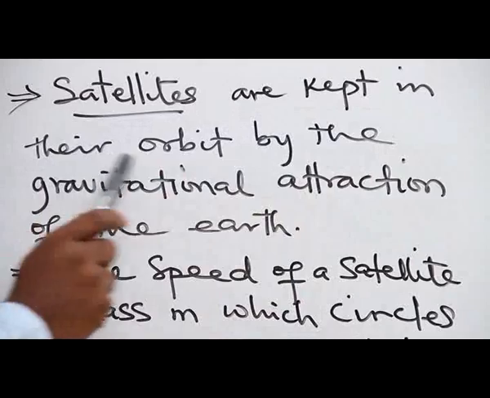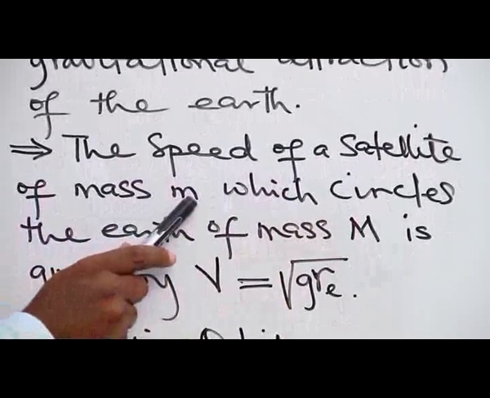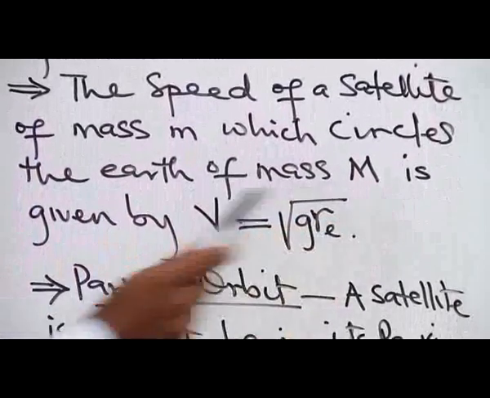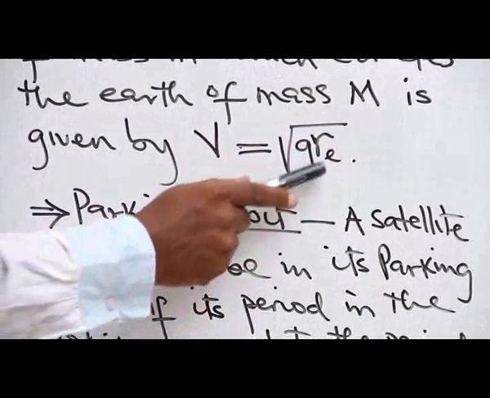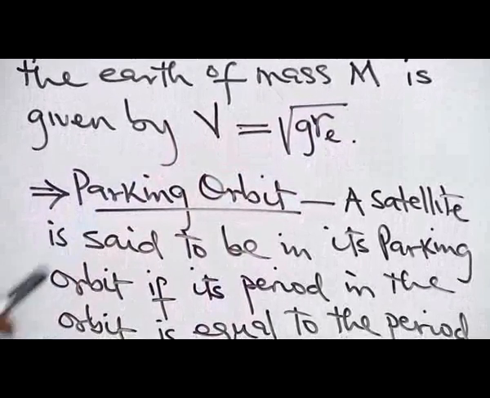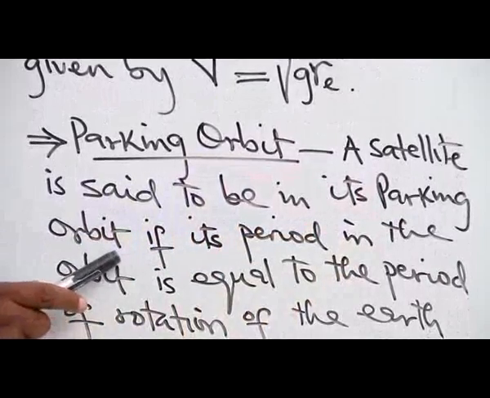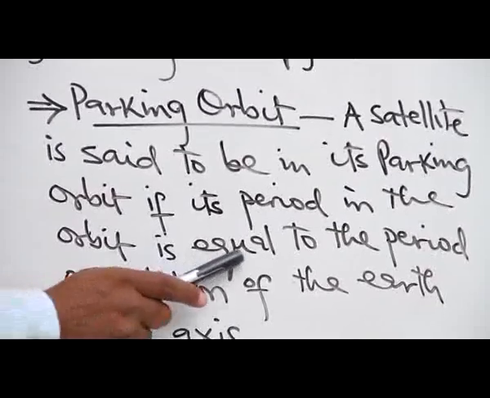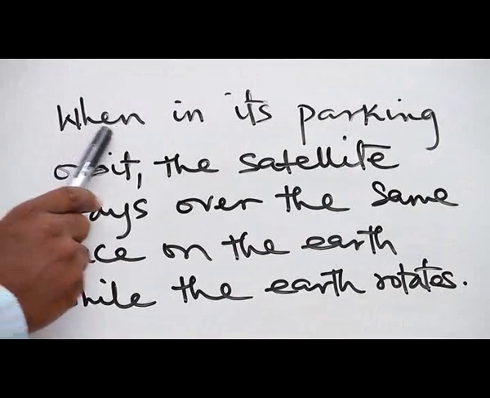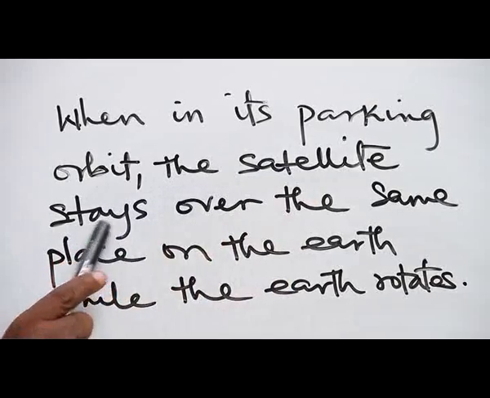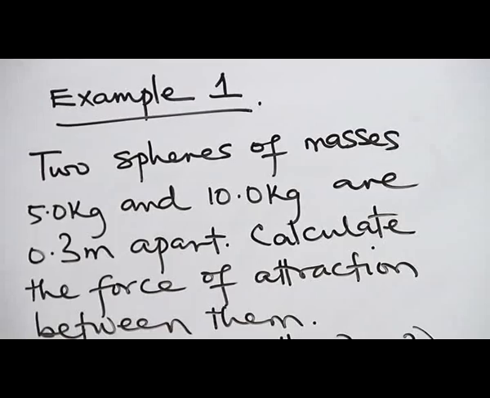Satellites are kept in their orbits by the gravitational attraction of the Earth. The speed of a satellite of mass m, which circles the Earth of mass capital M, is given by V equal to the square root of the product of the acceleration due to gravity and the radius of the Earth. The parking orbit of a satellite: a satellite is said to be in its parking orbit if its period in that orbit is equal to the period of rotation of the Earth on its axis. When in its parking orbit, the satellite stays over the same place on the Earth while the Earth rotates.